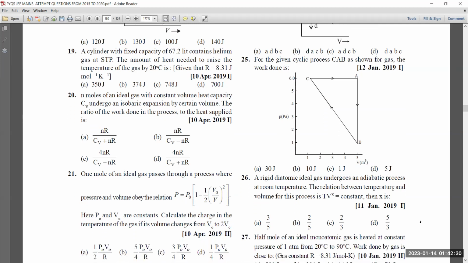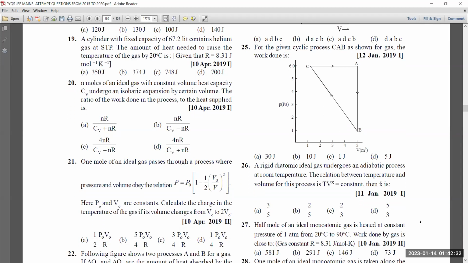Question number 20. A mole of ideal gas with constant volume heat capacity CV undergoes isobaric expansion by a certain volume. The ratio of work done in the process to the heat supplied. Do you remember? Isobaric is very famous, if you remember. You're asking for dW by dQ, right? So this is nR dT. This is how we remember. And this is n Cp dT, right?